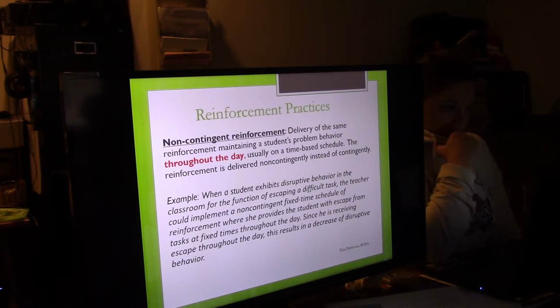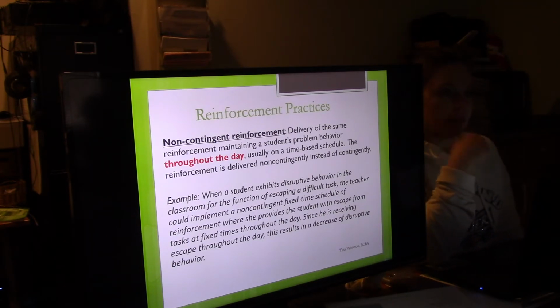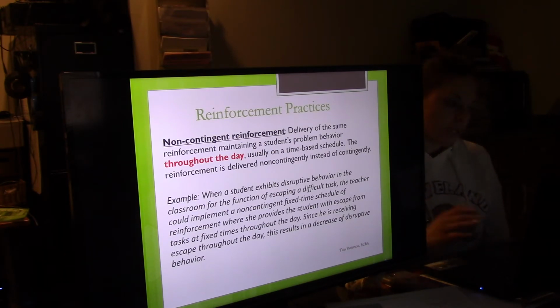So you're going to do that. It has usually on a time-based schedule because typically, after they get a certain 5 minutes, it starts to get a little antsy-pantsy and they want to get up and they want to do something, they want to get out of the situation. So that's why it's usually on a time-based schedule.